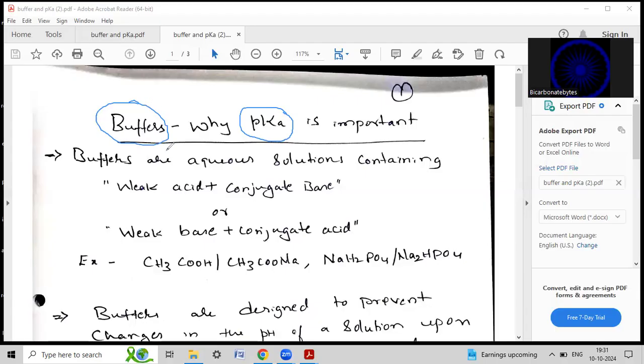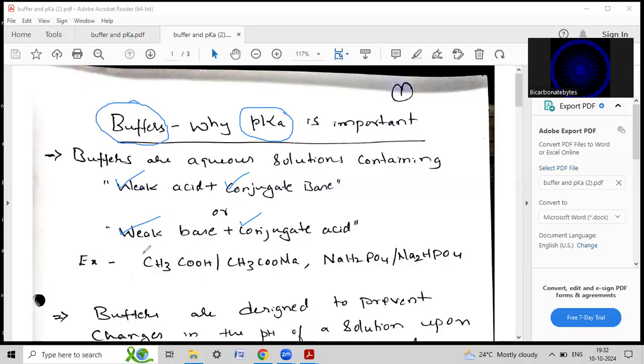Buffers are aqueous solutions, as I said earlier, which are designed for resisting changes in pH when small amounts of acid or bases are added. And buffers are made of a weak acid and its conjugate base, or a weak base and its conjugate acid. It's as simple as that. You can look at the Henderson-Hasselbalch equation and determine the concentration of the weak acid and the conjugate base, or the weak base and the conjugate acid, that is required to prepare a certain volume of buffer to be held at a certain pH. It's as simple as that.